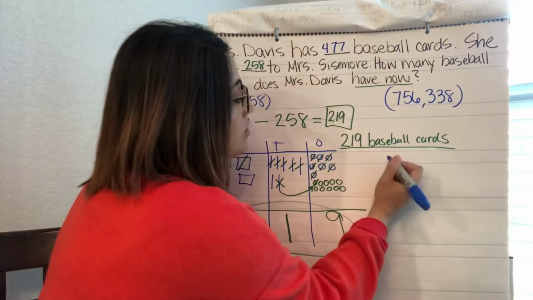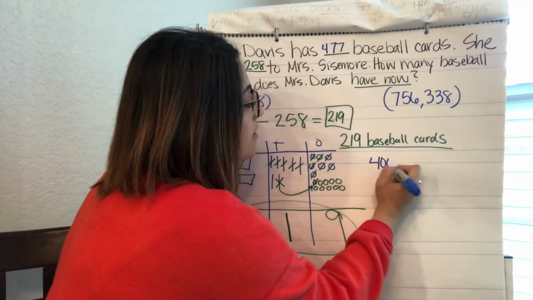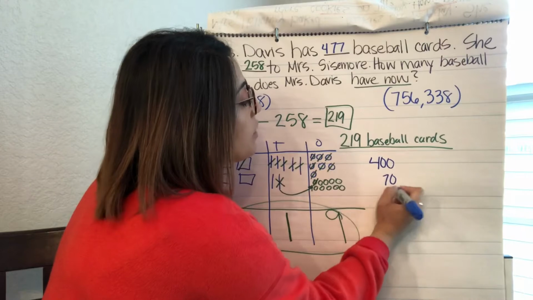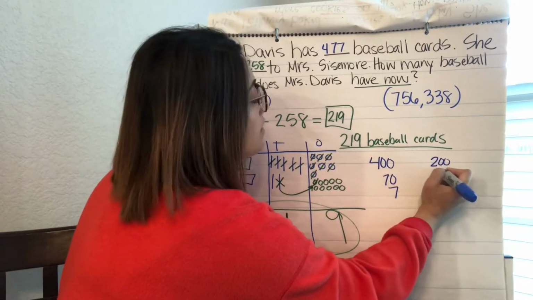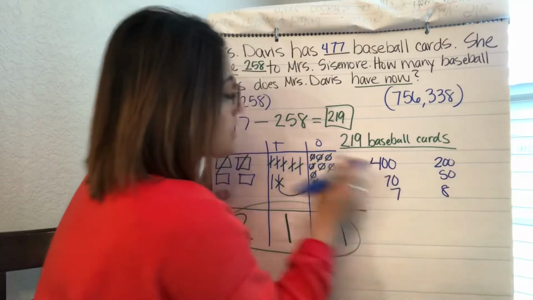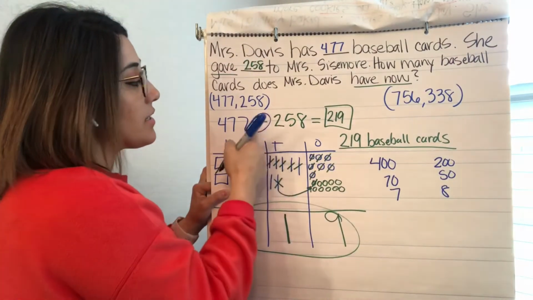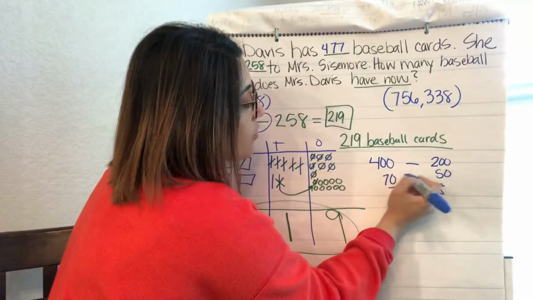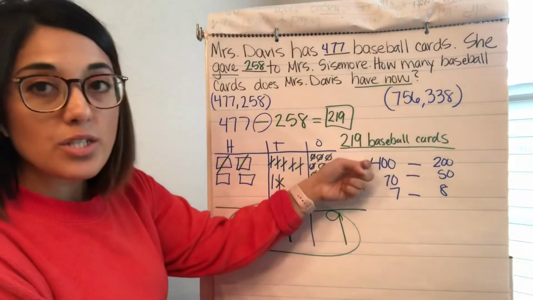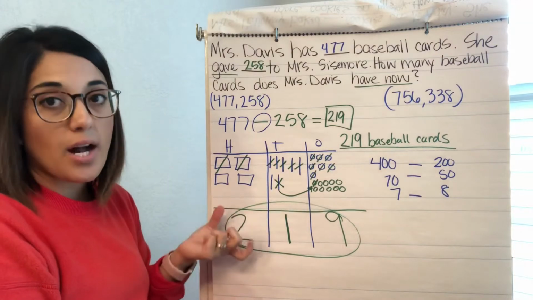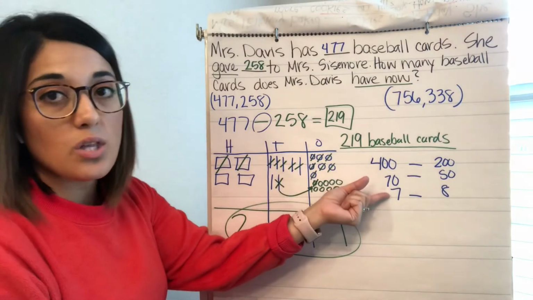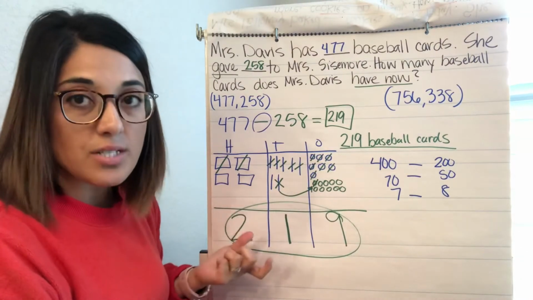So I'm gonna do 400 plus 70 plus 7, and I'm gonna do 200 plus 50 plus 8. And remember, my operation here is subtraction. So I'm taking away, but I'm taking away hundreds, tens, and ones. Very similar to how I break it up here with just drawing it out. This strategy is using the number set instead of drawing out hundreds, tens, and ones.